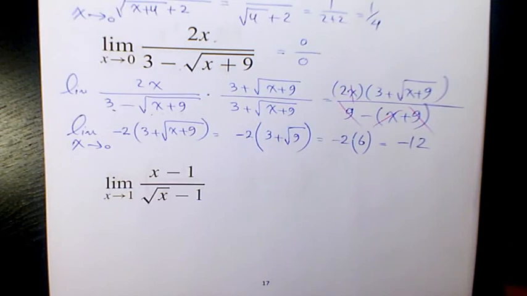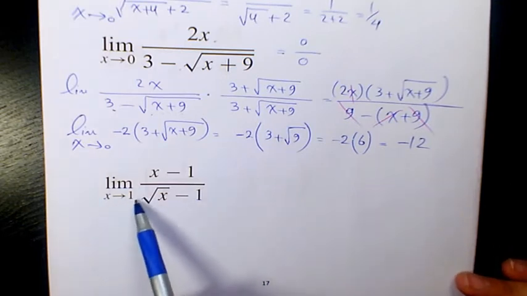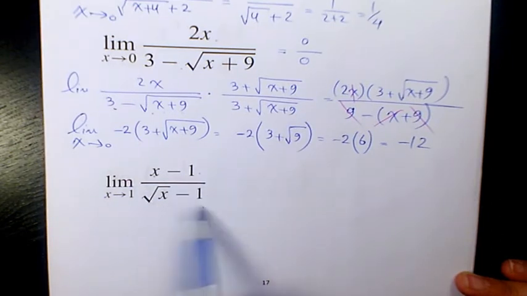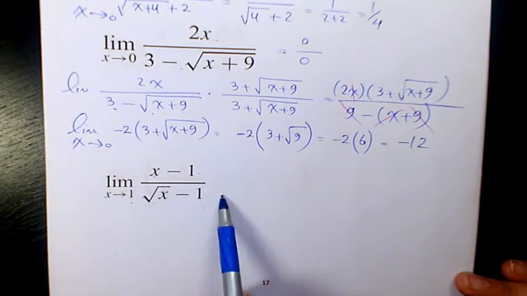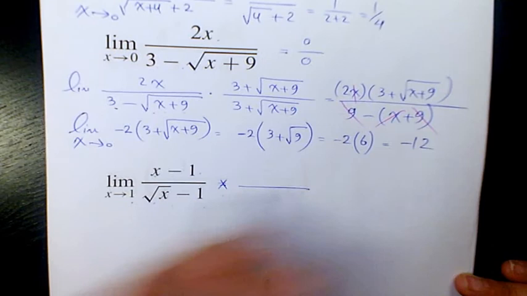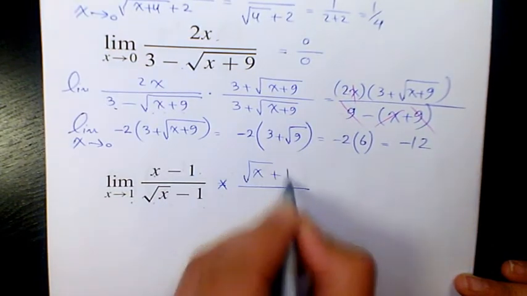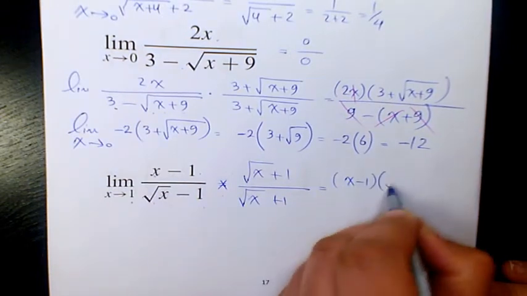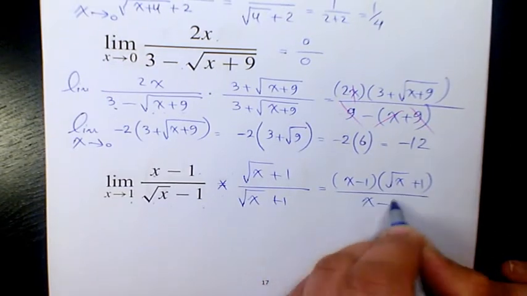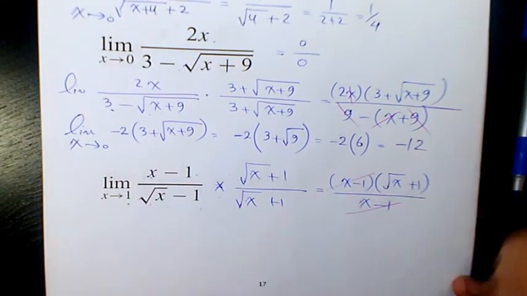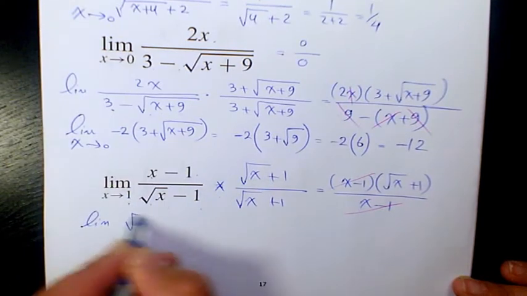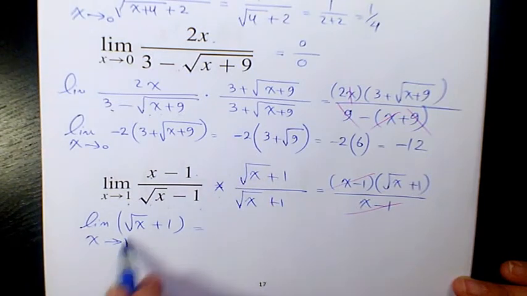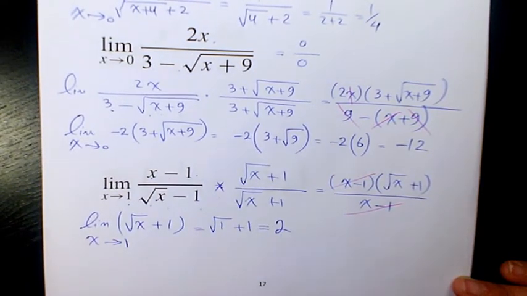Next one. We have x minus 1 divided by square root of x minus 1 when x approaches 1. It is going to be 0 over 0. So let's do it. Let's multiply it by the conjugate of the denominator, which is square root of x plus 1 divided by square root of x plus 1. X minus 1 times square root of x plus 1 divided by x minus 1. These two cancel out. So we have limit of square root of x plus 1 when x approaches 1. That's going to be square root of 1 plus 1, which is going to be 2.